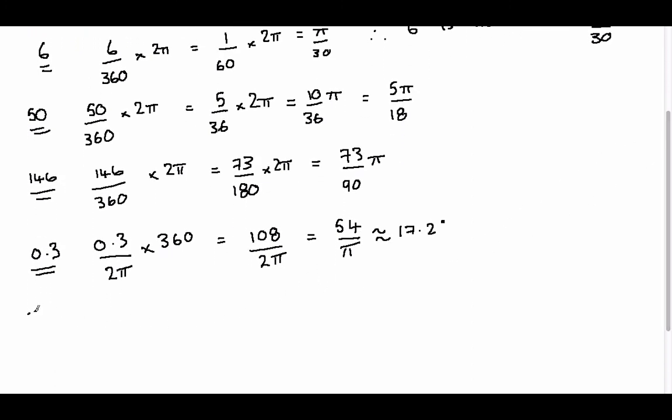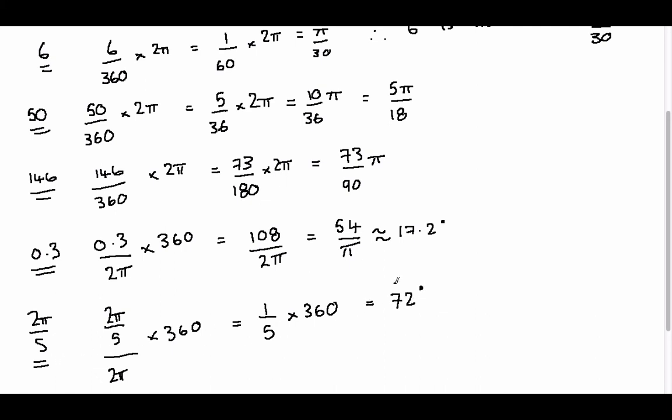Now finally, 2 pi over 5 radians. Turning that into degrees, we have 2 pi over 5 divided by 2 pi multiplied by 360. Now 2 pi over 5 divided by 2 pi is 1/5, so we have a fifth times 360, and a fifth of 360 is 72. So 2 pi over 5 radians is 72 degrees.